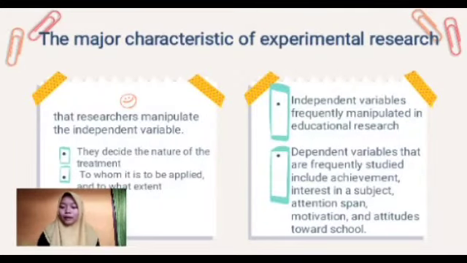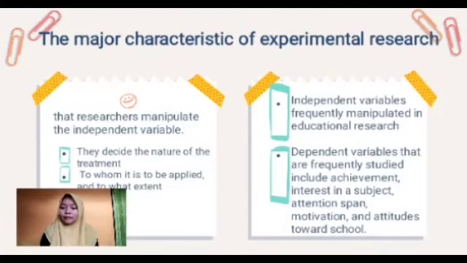And then the major characteristic of experimental research. The major characteristic of experimental research that distinguishes it from all other types of research is that researchers manipulate the independent variable. They decide the nature of the treatments, that is, what is going to happen to the subjects of the study, to whom it is to be applied, and to what extent.